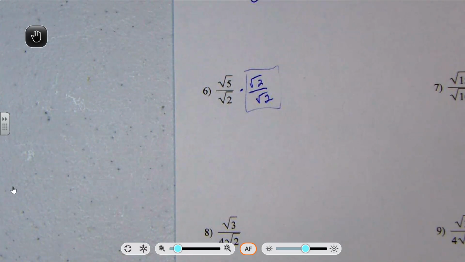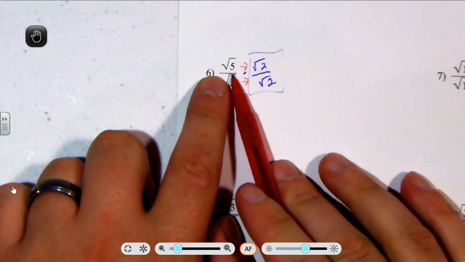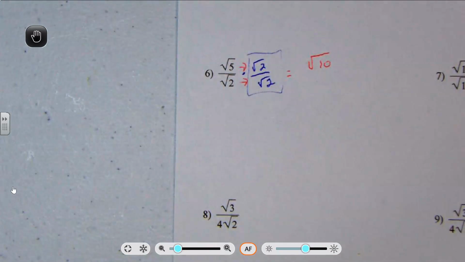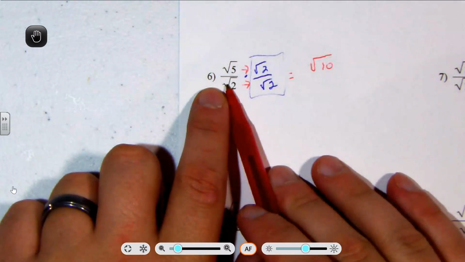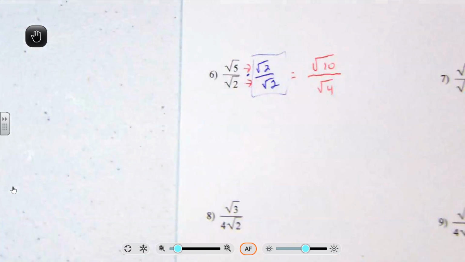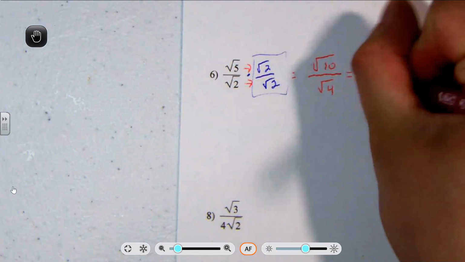It's rearranging it. When we multiply fractions, we know that we need to multiply straight across. So square root 5 times square root 2 gives us square root 10. We literally just multiply 5 times 2 and keep it in the radical. And then square root 2 times square root 2, we could write it as radical 4. And we know the square root of 4 is just 2.